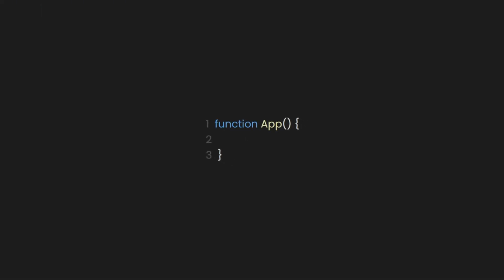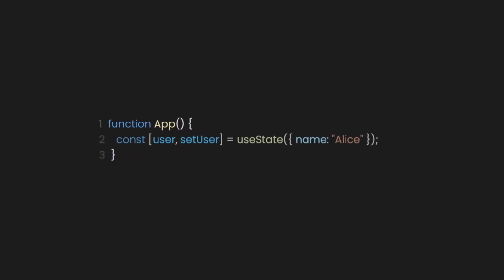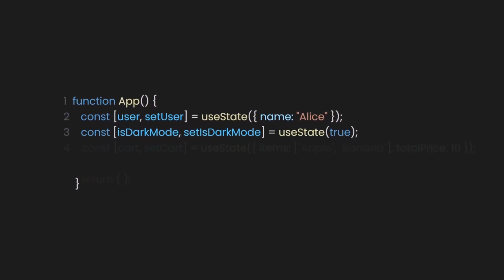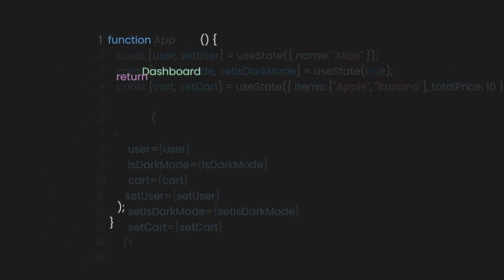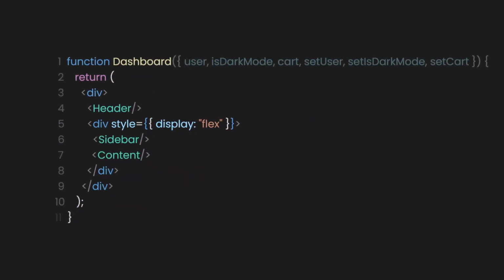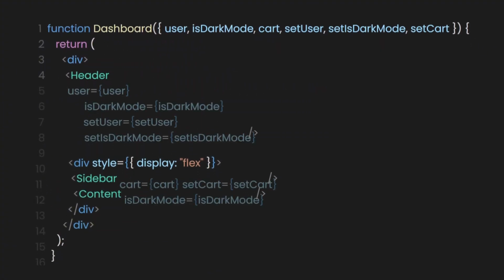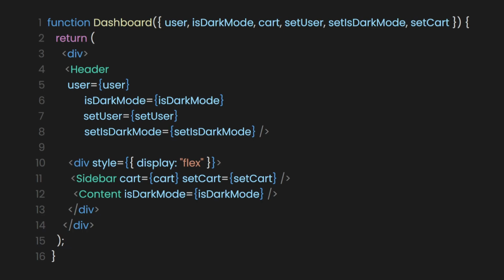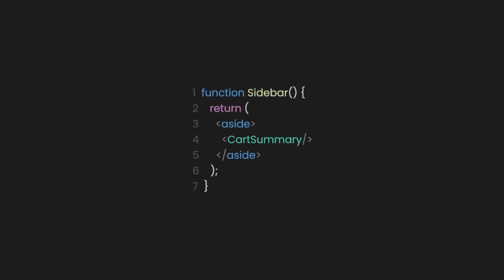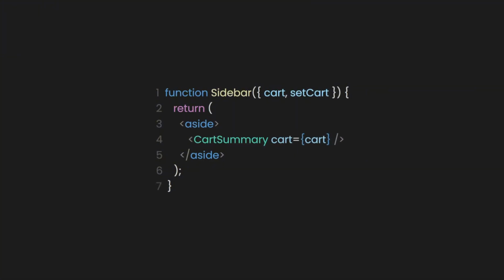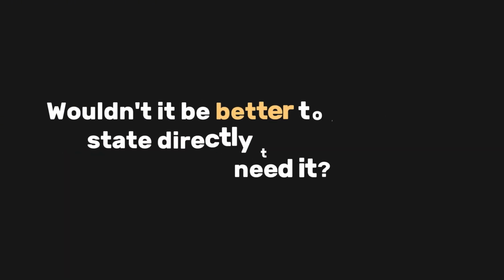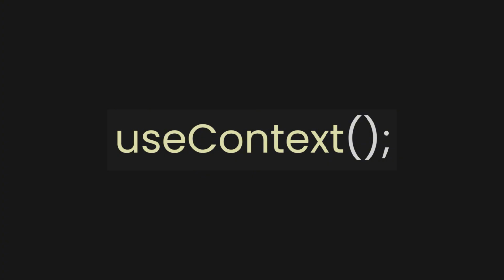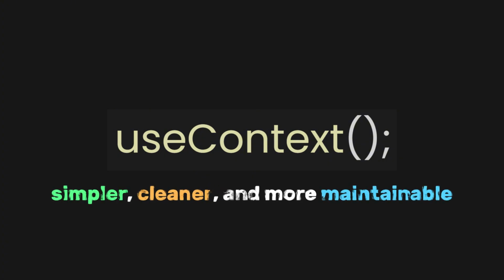Inside the app component, we would create 3 states: the user state, the dark mode state, and the cart state. Then we render the dashboard component and pass each state as a prop. Then inside the dashboard, we also need to pass the state to the header and content components. And that means we would also need to create multiple props for each component. And then inside the sidebar, we also need to pass the prop and cart summary, which will display the cart state. It's so troublesome and complicated to maintain, right? Wouldn't it be better to just pass the state directly to the components that need it? Well, let's see how useContext can make this process simpler, cleaner, and more maintainable for handling multiple state props.